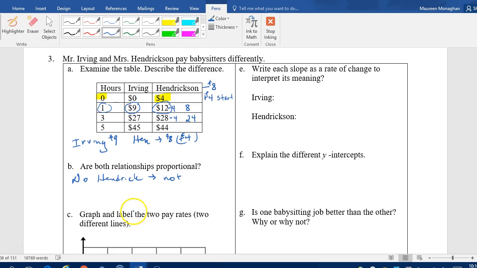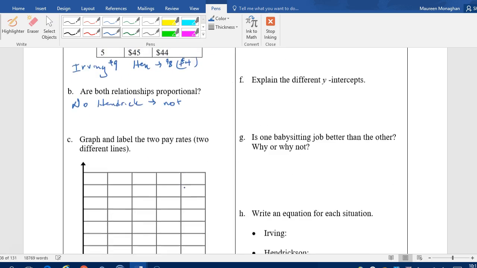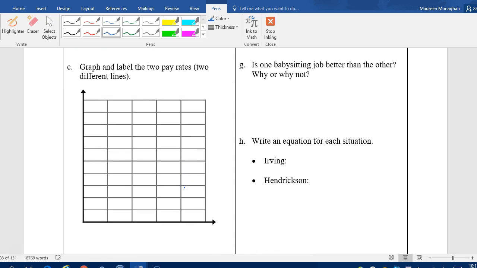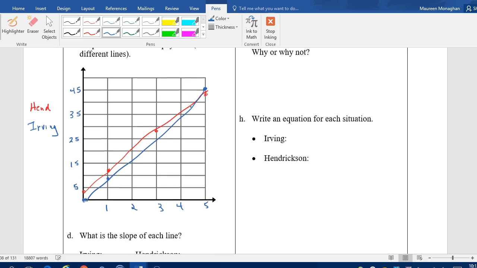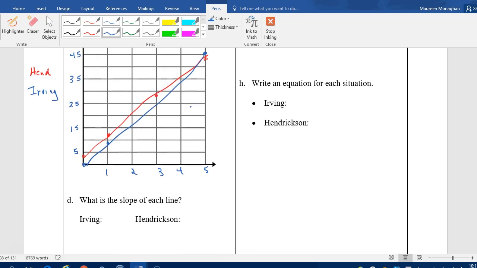Graph and label the two pay rates, 2 different lines. Okay. Go ahead and label and graph those. And I'll do that, and let's compare to see if we got the same. Okay, you can see the lines, and I did Henriksen. Notice Henriksen starting at 4. So don't start at 0 for Henriksen. What is the slope of each line? Irving is 9/1. Henriksen is 8/1.